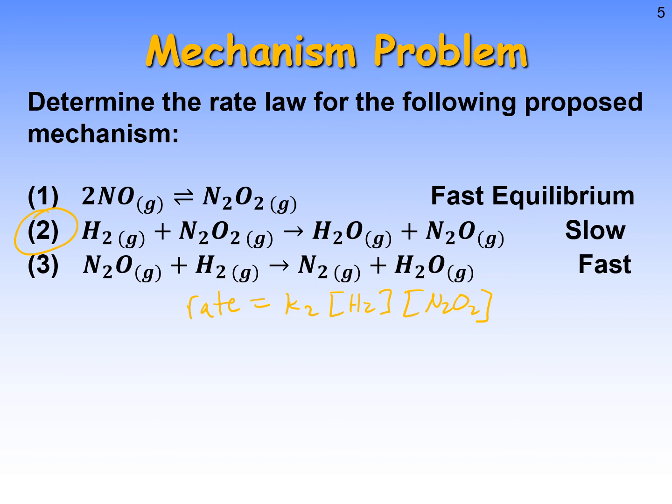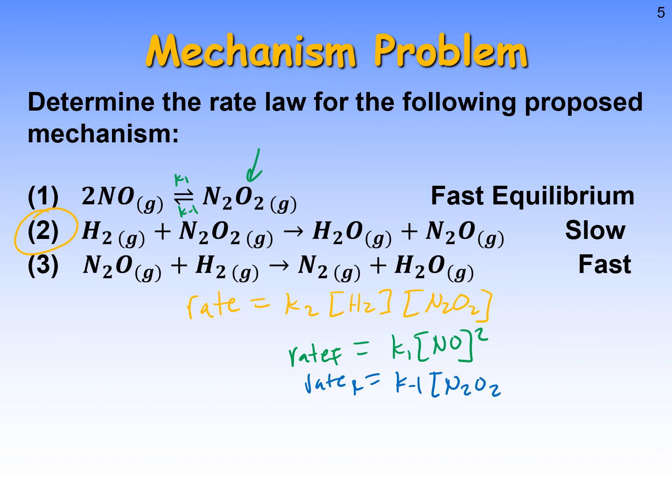So let's write this guy out. Remember, because we're in a fast equilibrium here, I'm going to say this is k1 and this is k-1 for our rate constants. We can relate the rate of the forward reaction to the rate of the reverse reaction. So I can write that the rate of my forward reaction is equal to k1 times the concentration of NO squared. And the rate of my reverse reaction, I'll use a different color here, is equal to k-1 times the concentration of N2O2, sorry.